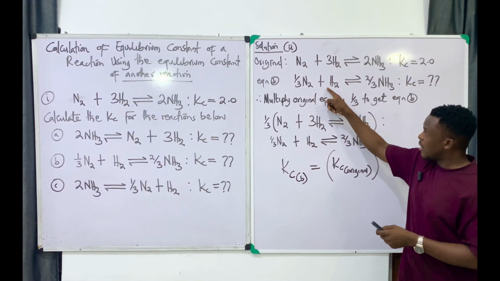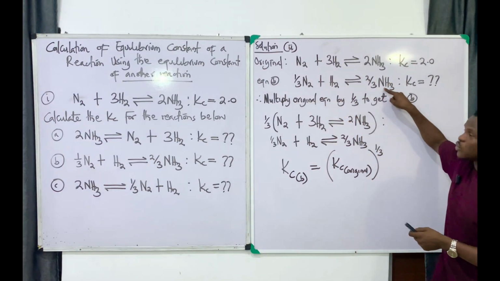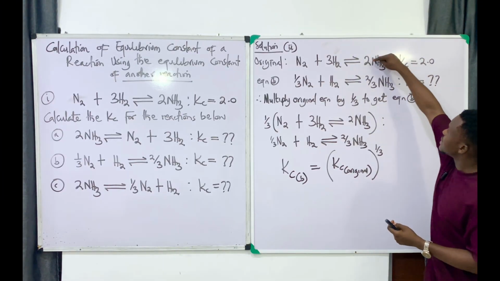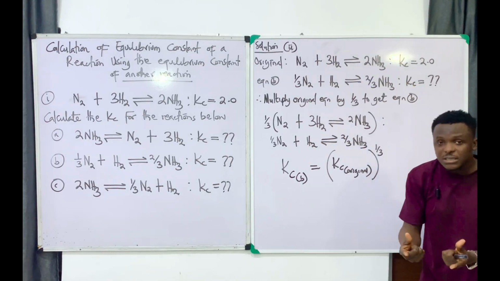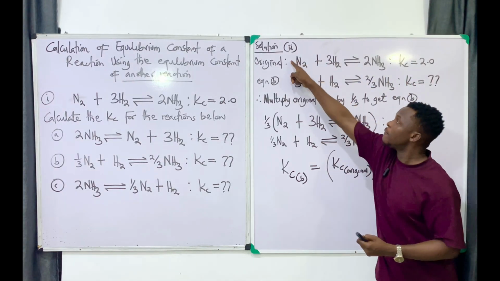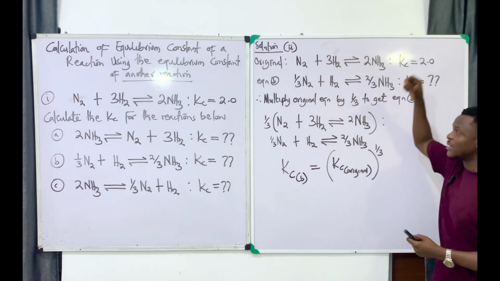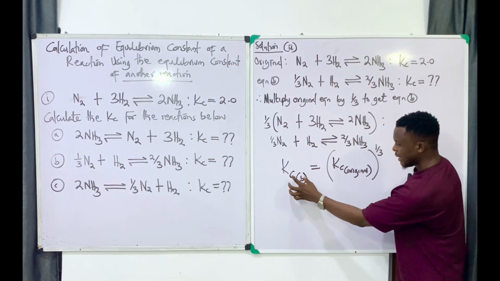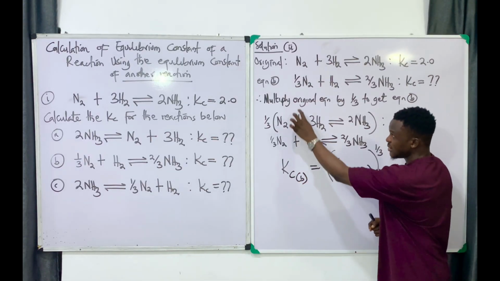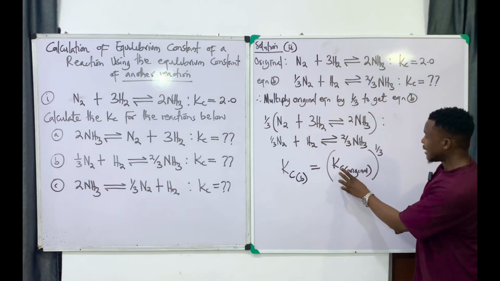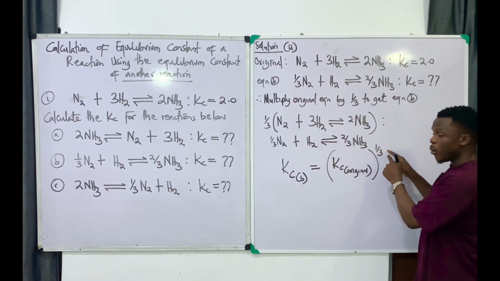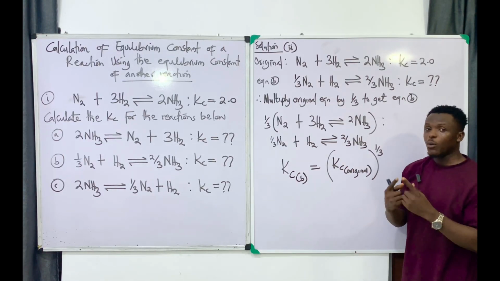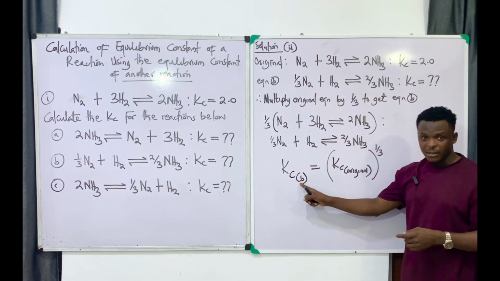So for this equation B, to get the equilibrium constant, which is what we are asked to find, whatever the equilibrium constant of the original equation was, I'll raise it by the factor I used in multiplying it. The factor I used in multiplying the original to give me this was 1 over 3. So the Kc of B, which is this equation, will be the Kc of the original raised to the power of 1 over 3, because the original equation was multiplied by 1 over 3 to get equation B.